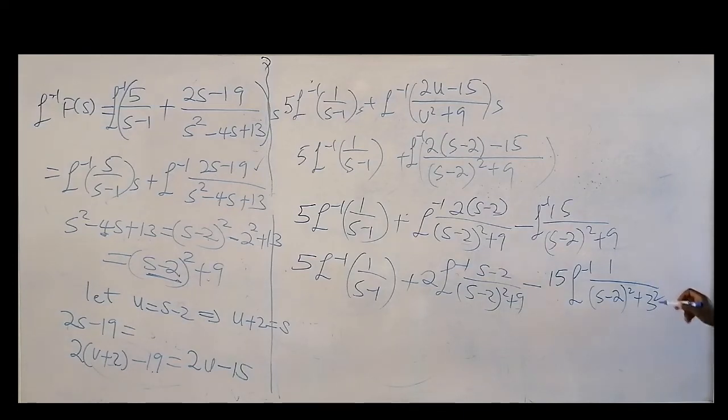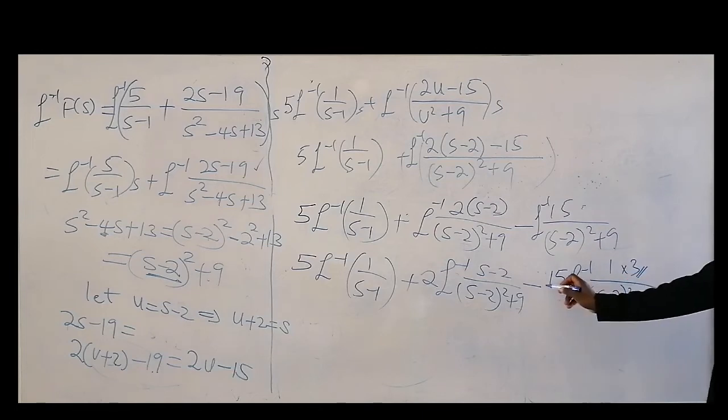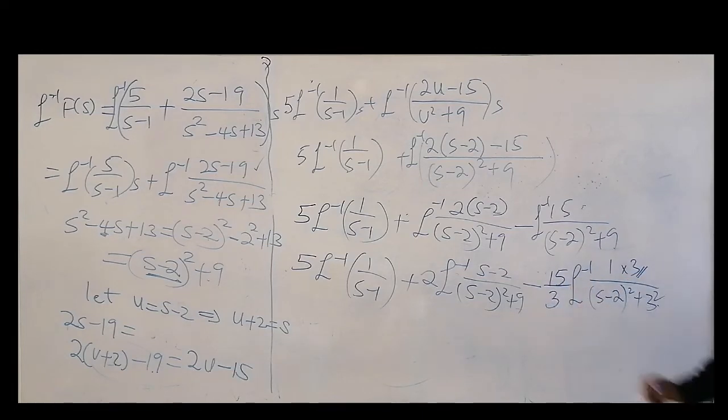So if you have 3 squared, we expect to have 3 at the numerator. So that's times 3 here. Okay? And if you introduce 3 here, you need to cancel it outside. Okay?